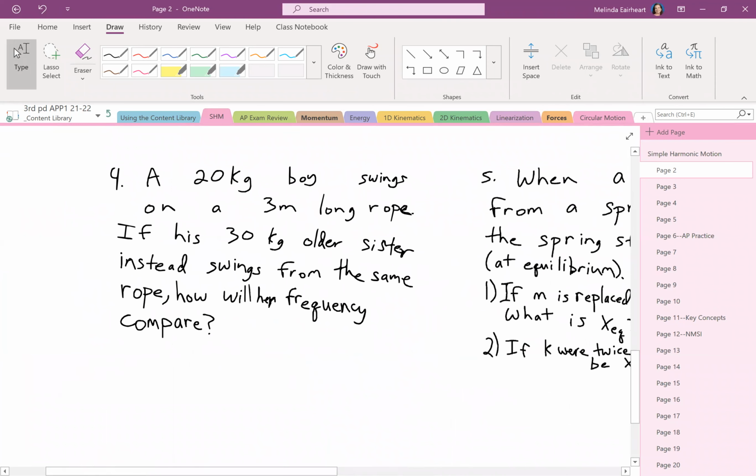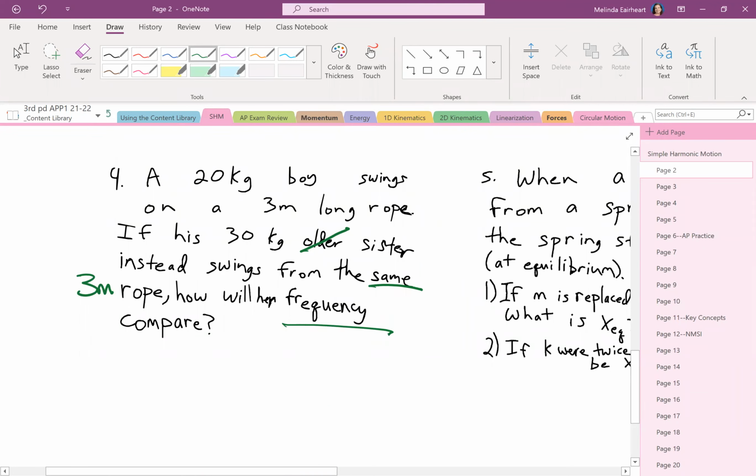A 20 kilogram boy swings on a 3 meter long rope. So here we're headed back to the pendulum. And it says, if his 30 kilogram older sister, by the way, does age matter? Does it matter that the sister's older? No. Instead, swings from the same 3 meter rope, how will her frequency compare?